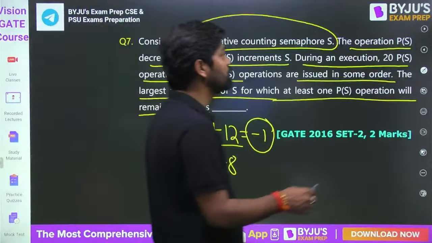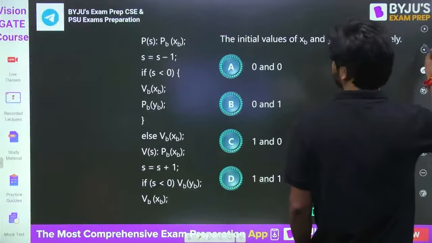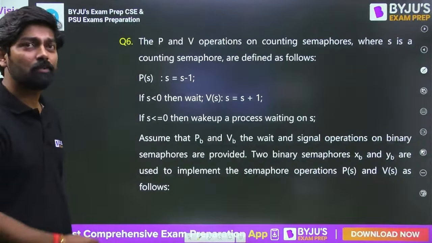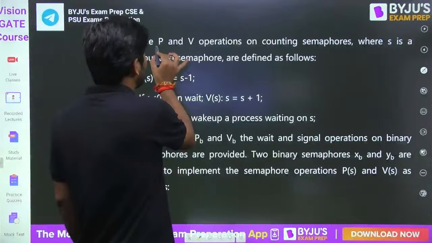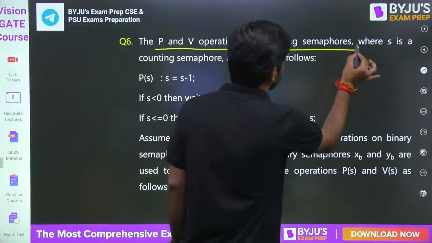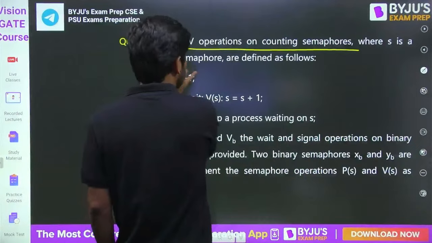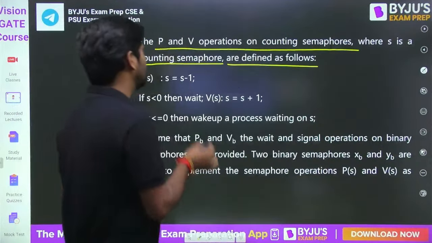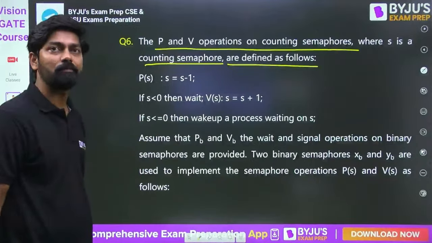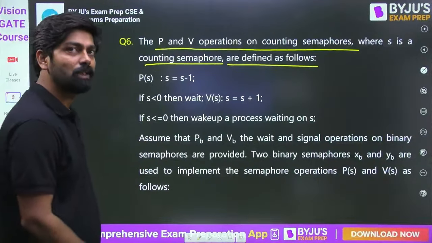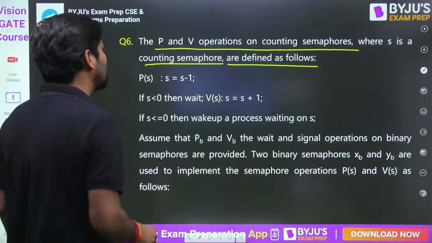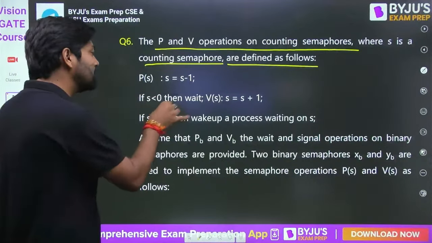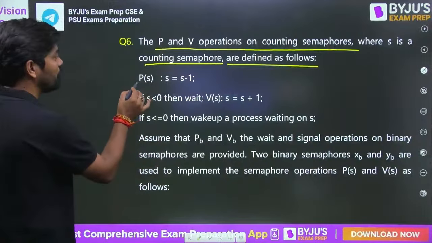Fine. Now come to this question, my dear friend. In this question, they are telling us the P and V operations on a counting semaphore, where S is a counting semaphore, are defined as follows. They have clearly mentioned it is a counting semaphore, and they have also mentioned the down operation and up operation. P of S is nothing but down on S.